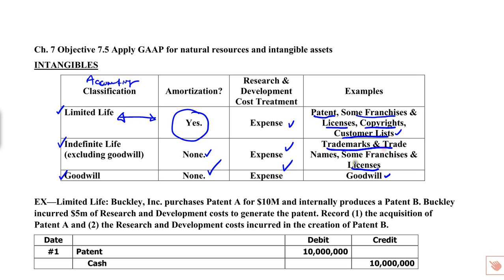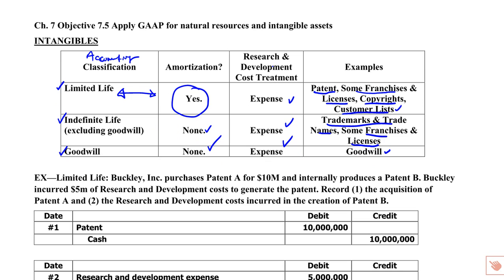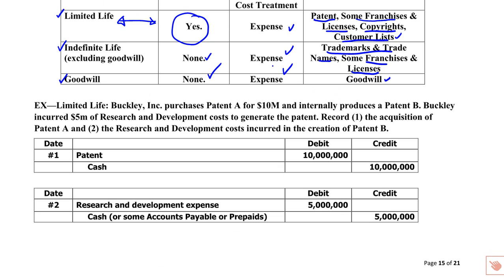Trademarks and trade names have indefinite lives. And then some franchises have indefinite lives. The St. Louis Cardinals is referred to as a franchise, and it is a franchise. Major League Baseball is the corporate headquarters, but each team in Major League Baseball has local ownership, and that franchise is owned by that ownership. So it has an indefinite life.